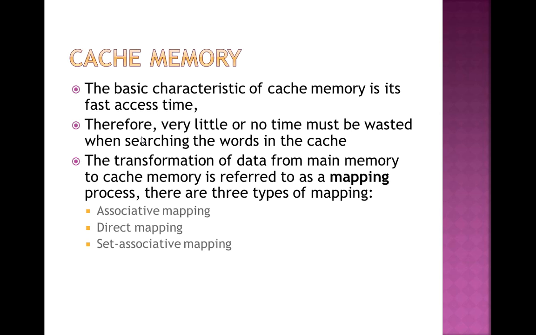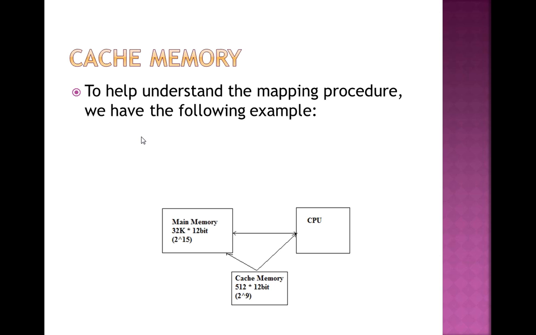Now, next is an important point, that is the transformation of data, that is transferring of data from the main memory to the cache memory. Whenever we transfer the data from main memory to the cache memory, it is known as mapping. And there are three types of mapping techniques available whenever we transfer the data from the main memory to the cache memory. What are the three mapping techniques? One is associative mapping, another one is direct mapping, and the next one is set associative mapping. So these are the three mappings available: associative, direct, set associative.